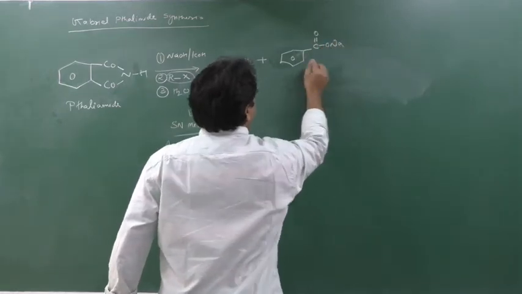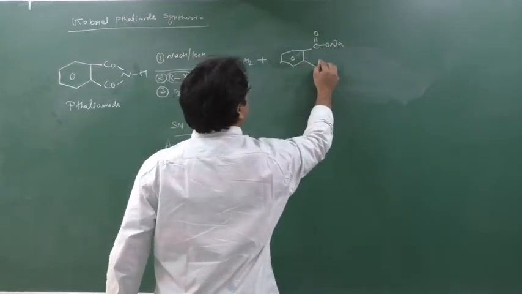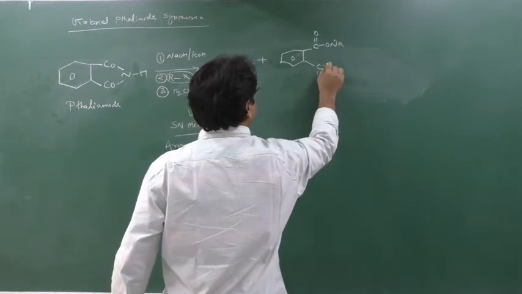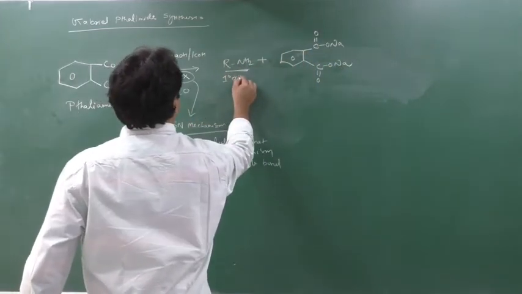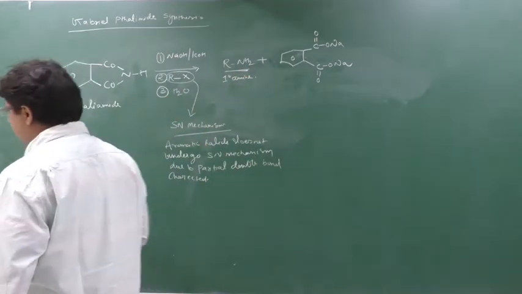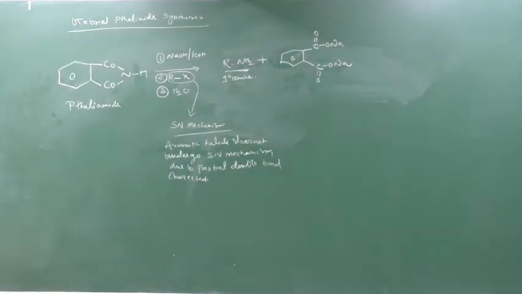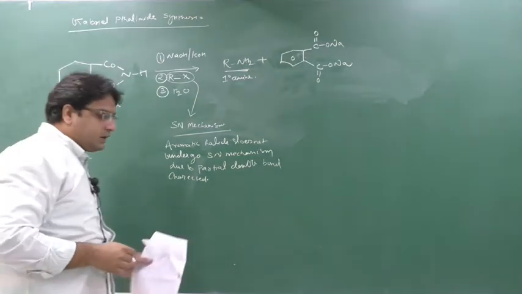Here also C double bond O, ONa. So this is your 1 degree amine. So by this method you can only generate 1 degree amine. Okay, you cannot generate the aromatic amines.